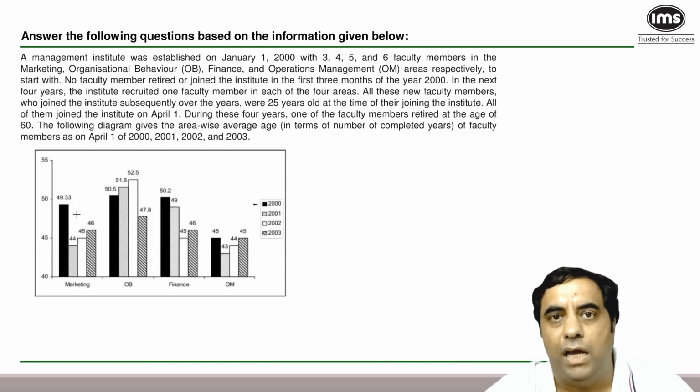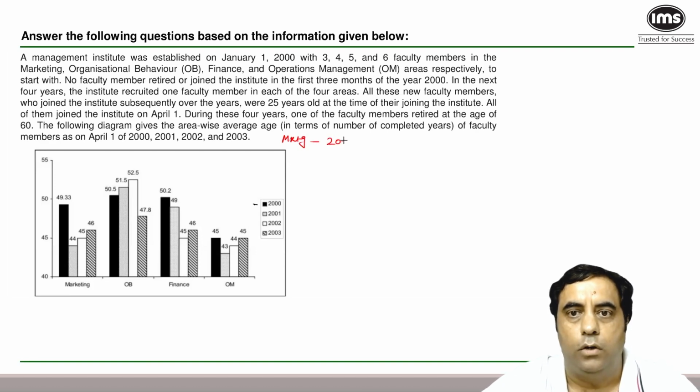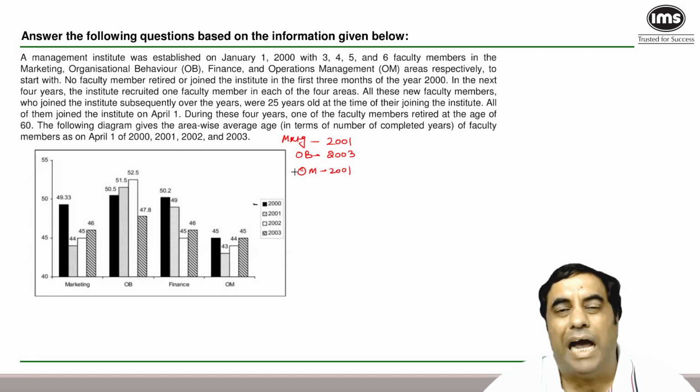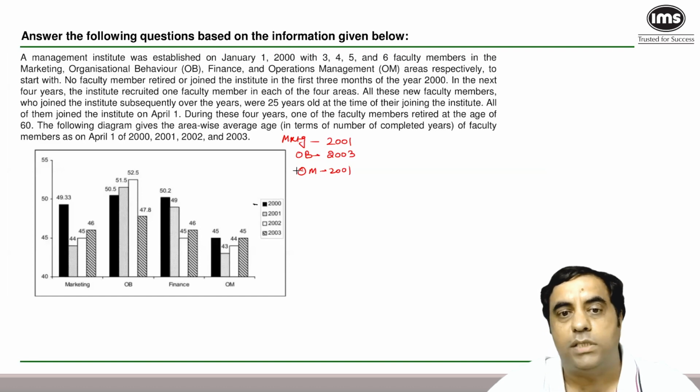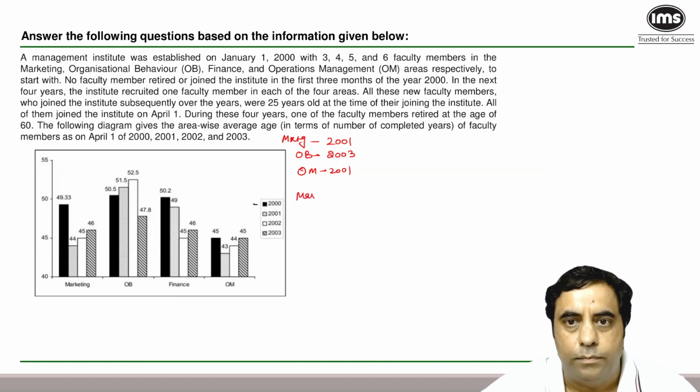Now, from this, I got to know that in marketing, the joinee is in the year 2001. Similarly, when you talk about OB, it is in 2003. For OM, it is in 2001. Now for finance, I know there are two dips, so I need to figure out which year is going to be the new joinee and which is going to be the retirement. Now I know, let's talk about marketing first.